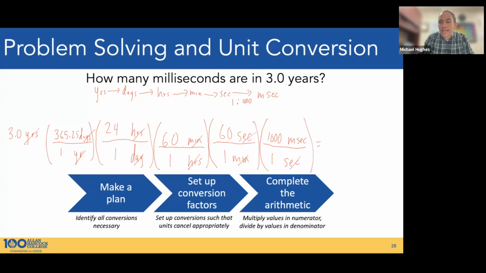Seconds cancel with seconds and milliseconds comes out. And so we take 3 times 365.25 times 24 times 60 times 60 times 1,000. And I have, with 2 significant figures, 9.5 times 10 to the 10 milliseconds.